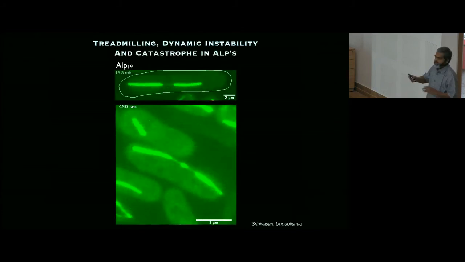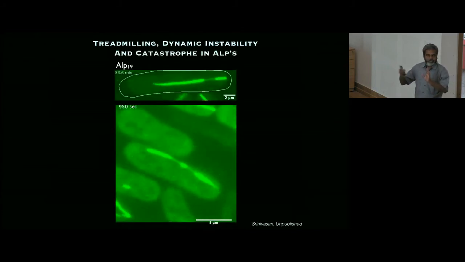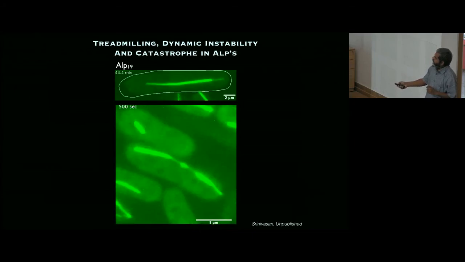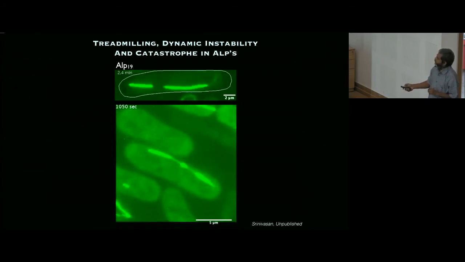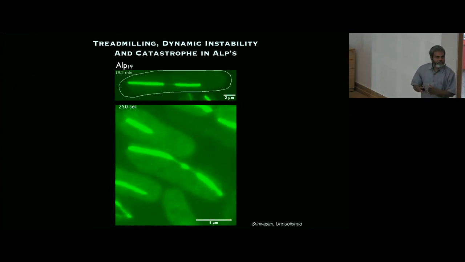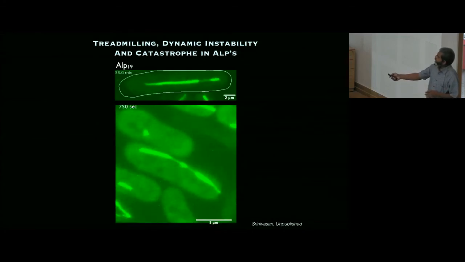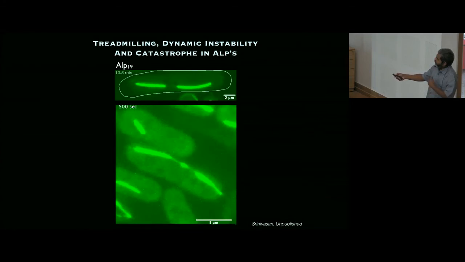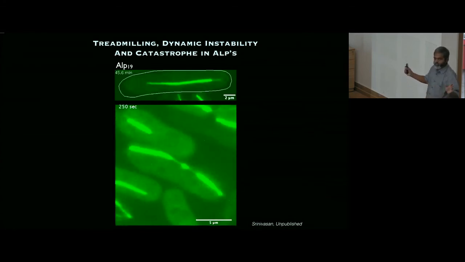So this is another example where an actin-like protein is treadmilling. So you have a shrinking end and a growing end. This is the growing end, and upon ATP depletion, it starts to depolymerize. So this is a steady-state kind of behavior where ATP levels are normal in the cell and constantly there, so it treadmills, and when you deplete them, it goes into depolymerization.